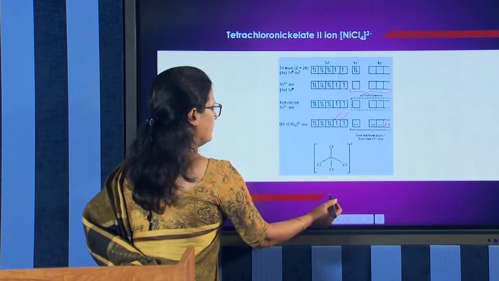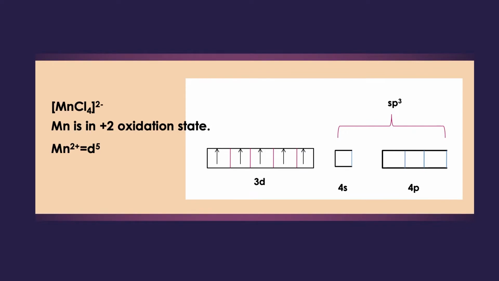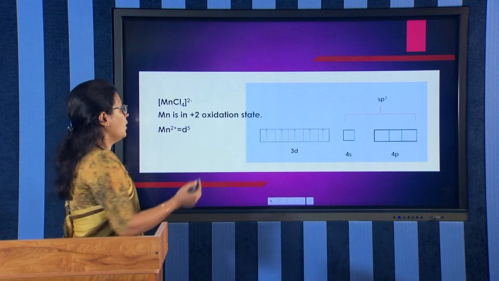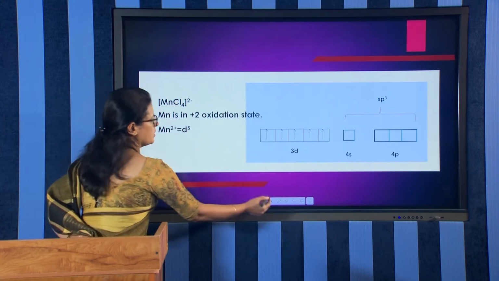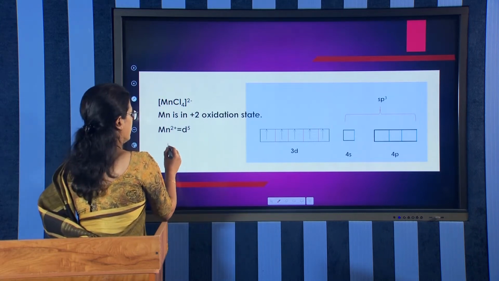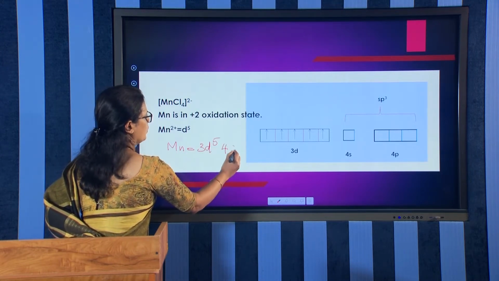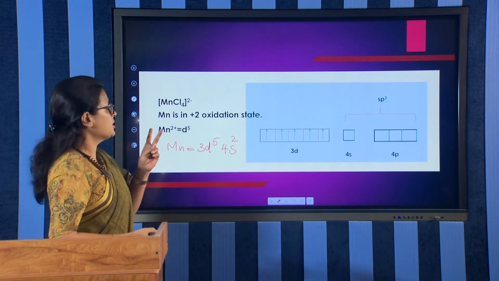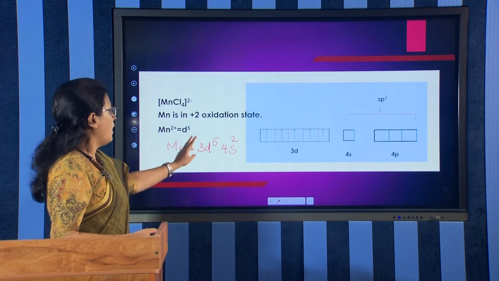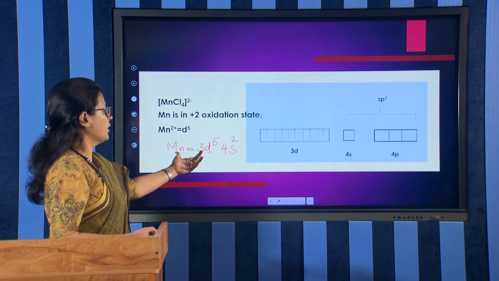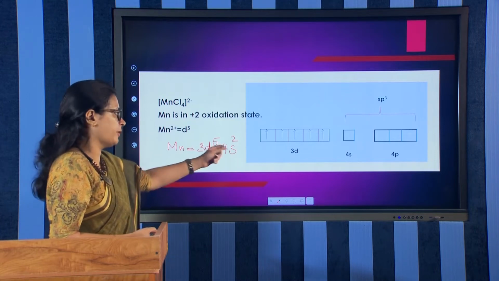And now, coming to the next example, MnCl4 2-, another complex. We have manganese as the central metal atom with an oxidation state of +2. Again, manganese is 3d5 4s2. When it is Mn2+, these 2 electrons will be removed from 4s. And now, after the removal of electrons, what will be the electronic configuration of Mn2+? It is simply 3d5.